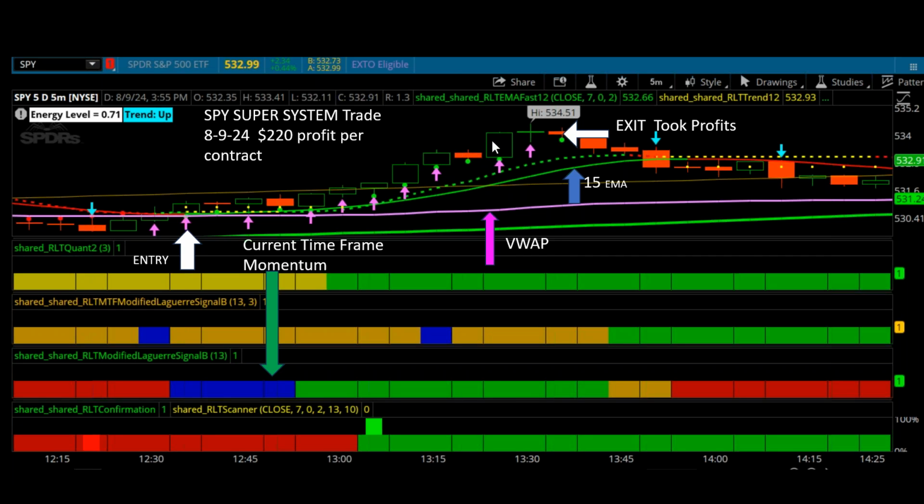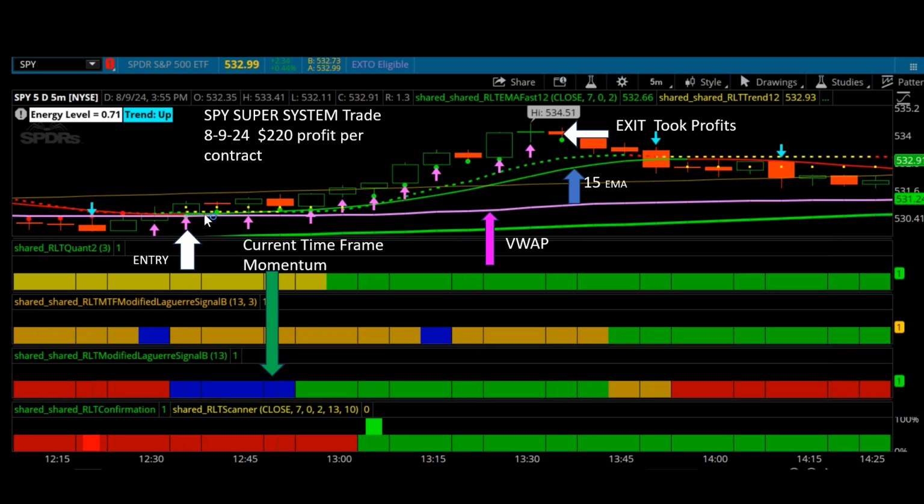It's getting a little extended here, but this is where I exit the trade right here on this candle. In other words, I start to get wicks and tails on this, and it's starting to slow. The momentum's starting to slow. It's kind of extended from the 15 EMA. This is where I got out of the trade.